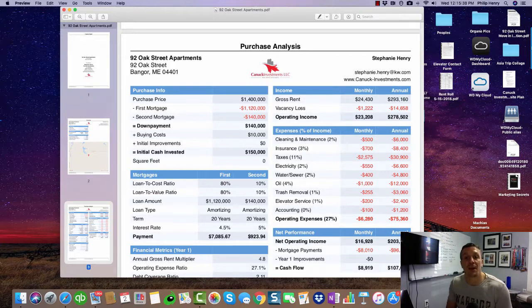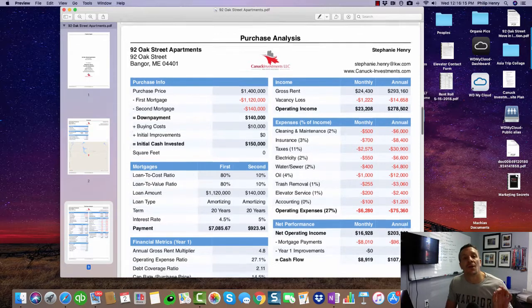And then I look at the expenses. If we walk through these, you want to vet those expenses. Cleaning and maintenance is a little bit of a gray area. It's probably one of the expenses that is most subjective, and you want to get familiar with what it's going to cost you to maintain and clean a specific asset. But those are kind of the only subjective ones. Insurance, you can cover that. Taxes, electricity, water, sewer, oil, trash removal, elevator service in this case. I put an accounting expense in there.